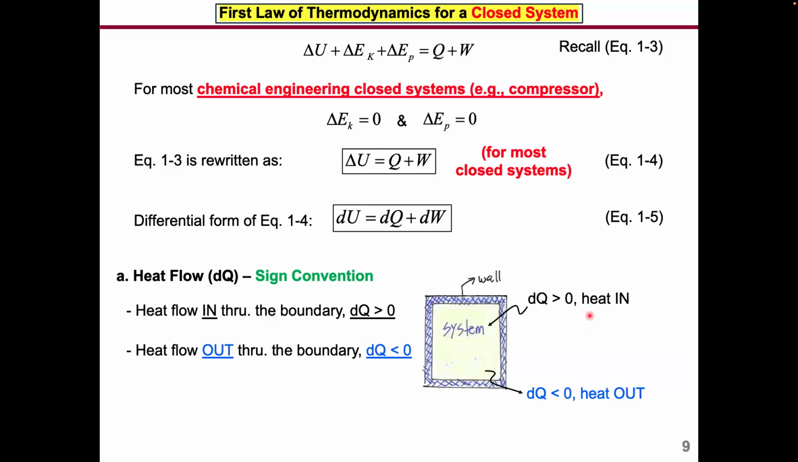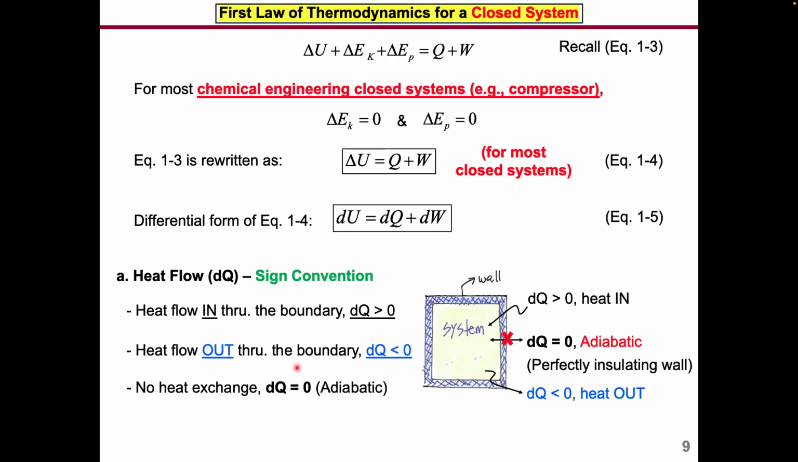So you can think like this: when heat flows from the surroundings to the system, the system is absorbing heat, so its internal energy is increasing. That's why we use dQ positive, because it causes an increase in the internal energy. Vice versa, dQ is negative for heat flowing out, because the system is giving out heat, and as a result, it reduces its internal energy.